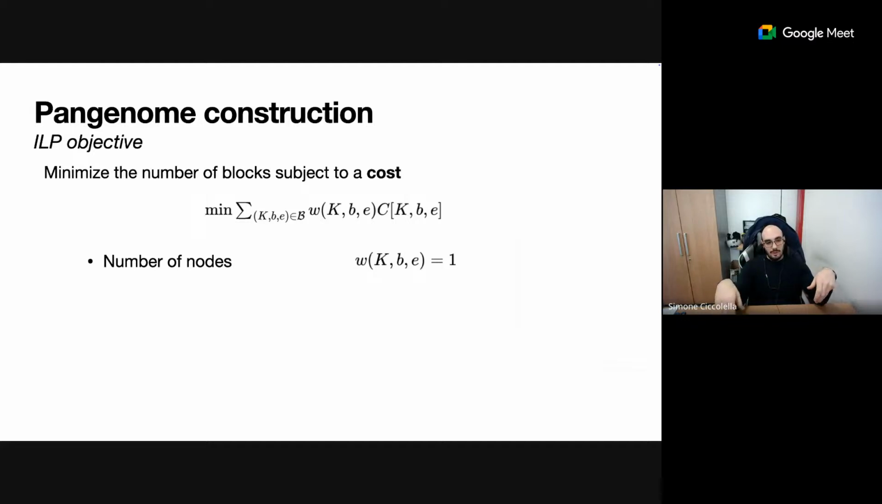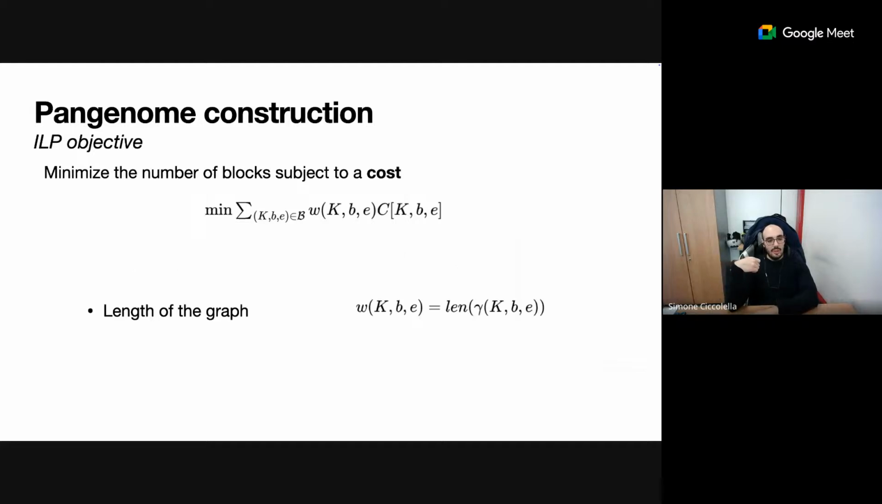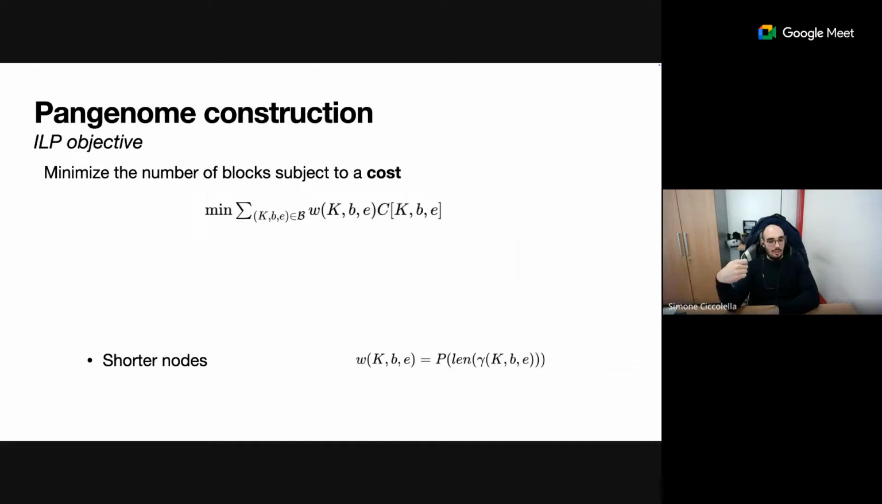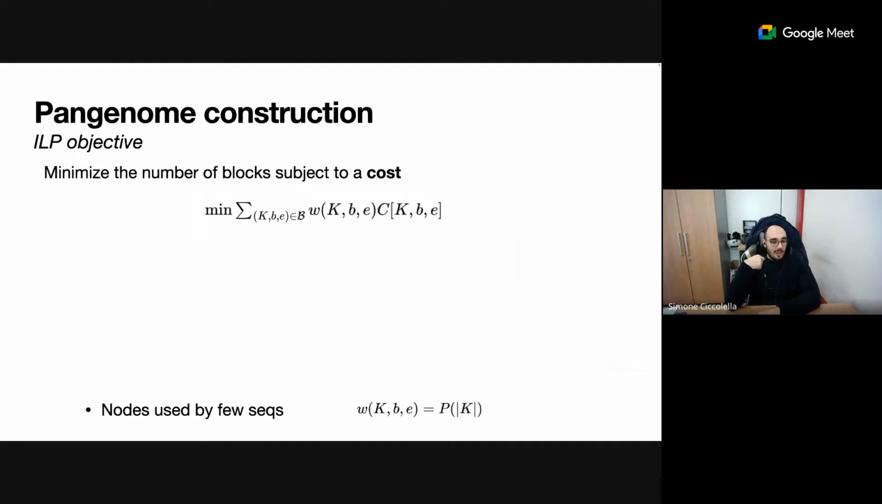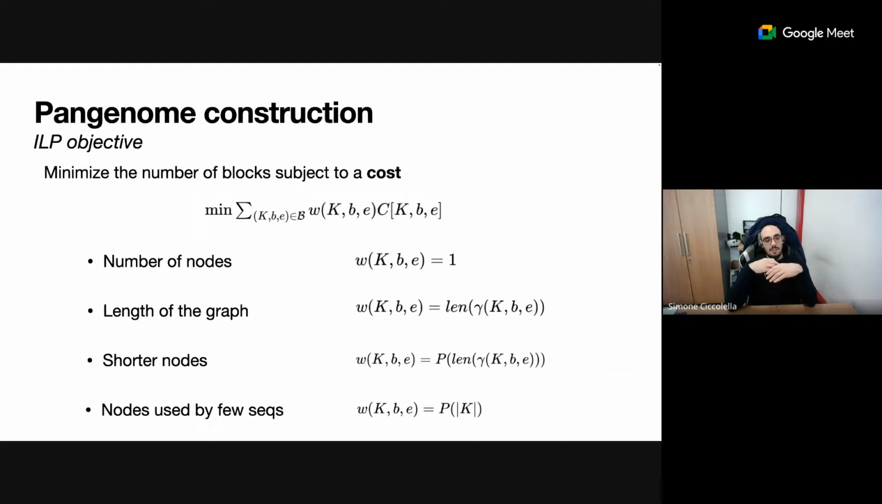So for example, in our paper, we have a bunch of those. I'm going to show you 4. The first is the number of nodes, so in this case, we want to minimize how many nodes we have in a graph. Or we can minimize the total length of the graph. We can also prioritize, in some cases, shorter nodes, or either way, we can minimize nodes that are too short, or we can minimize nodes that use few sequences. Okay, so these are 4 of the objective function costs that we define in this paper.